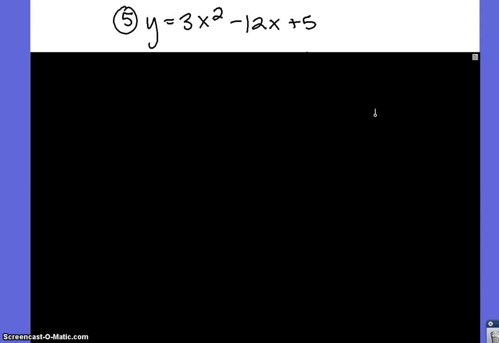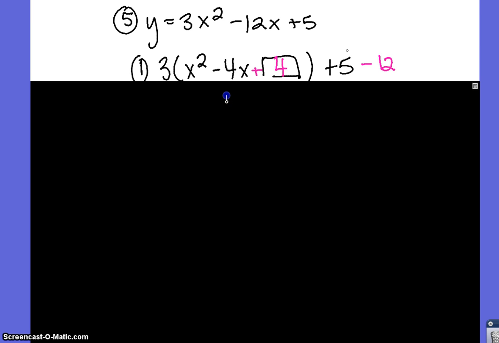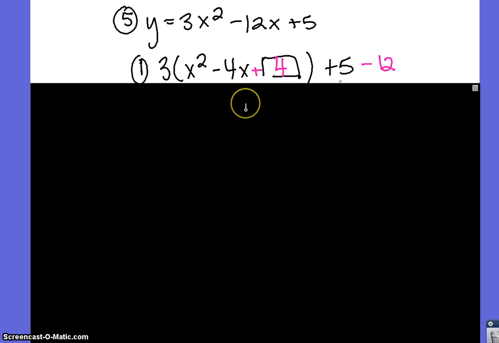Okay, problem number 5 says y equals 3x squared minus 12x plus 5. This example is going to be a lot like the example that you have on your actual paper. So remember, my x squared has to be 1. So in order for that to happen, I need to factor out a 3 from my a and my b term. So step number 1, I factor out the 3. I'm going to end up with x squared minus 4x left and plus something. Pretend that box is empty. And then I have the plus 5 still left in my equation.